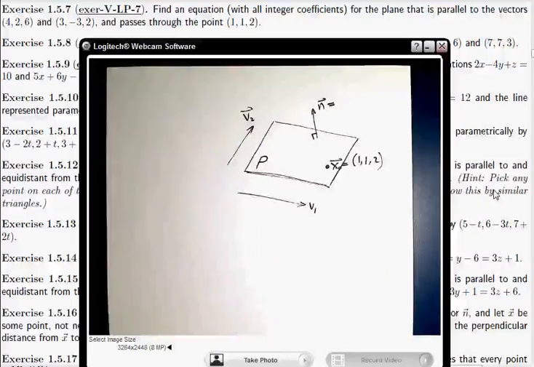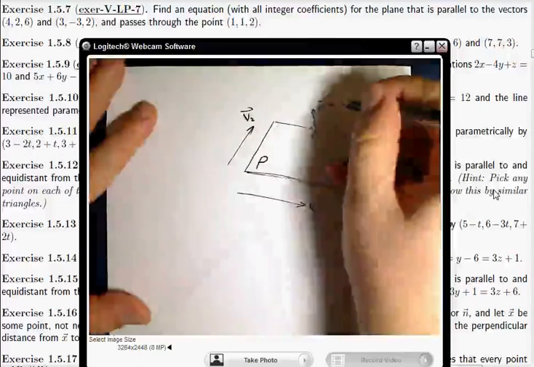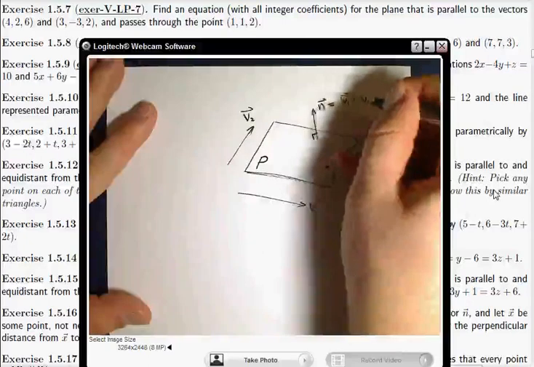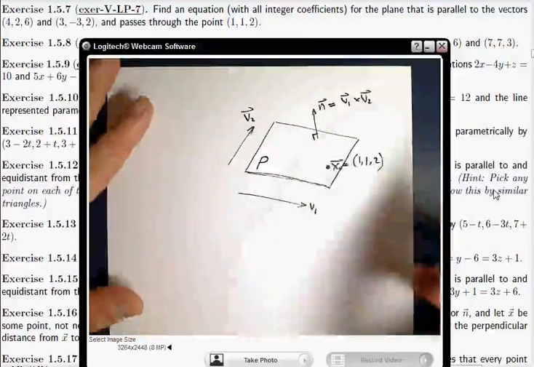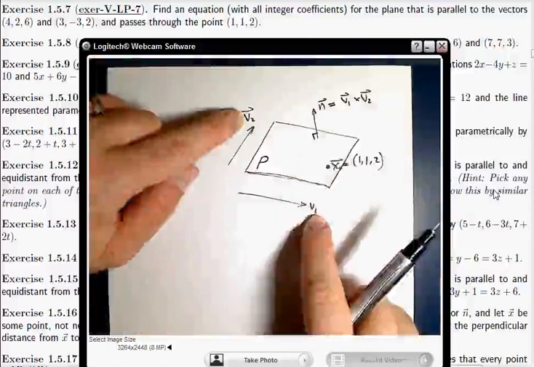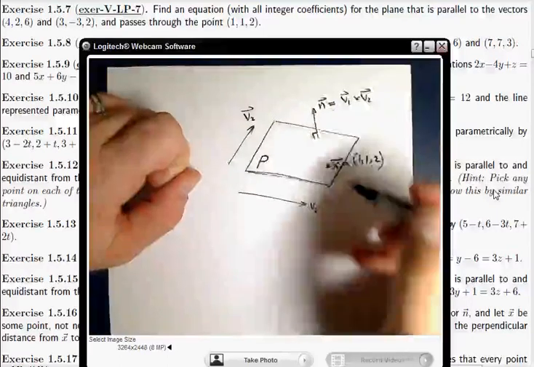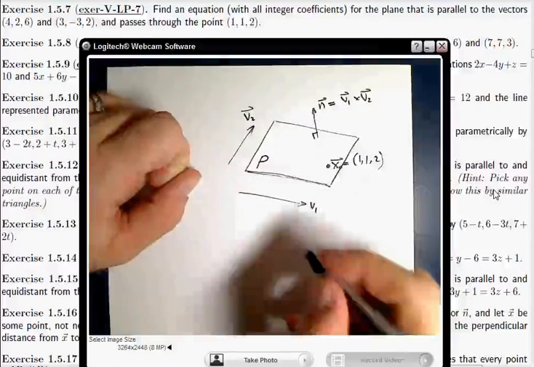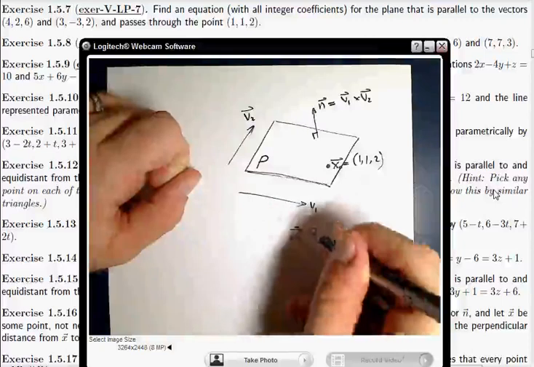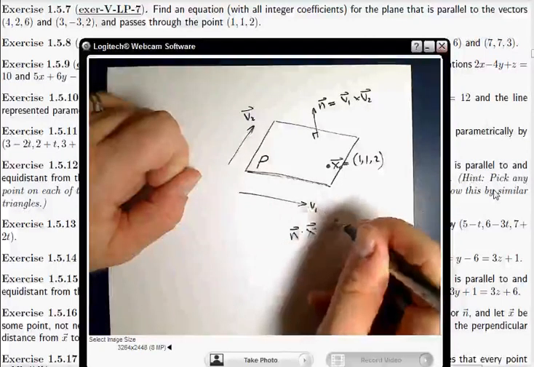And again, whenever you hear yourself thinking that phrase, something that's perpendicular to two vectors, think cross product. So V1 cross V2 will do it. Take the two given vectors, do their cross product. That's your n. X is given. And then n dot x is equal to n dot x naught.